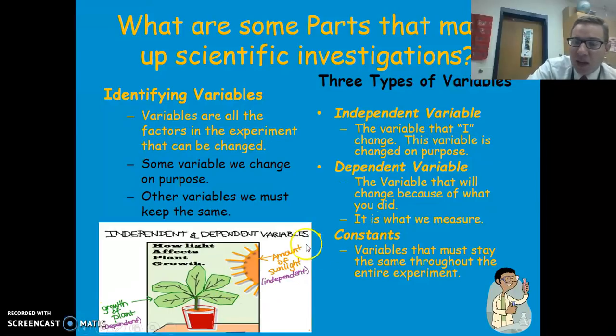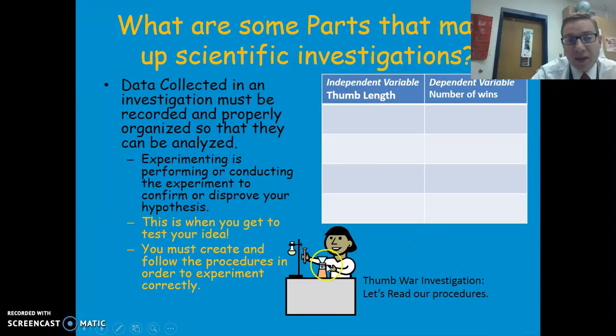Constants are very, very important. These are variables that have to stay the same throughout the entire experiment. So for the plant here, the pot would have to stay the same. The amount of water you give it, the soil, the room temperature and environment it grows in. The same type of plant. Those all are constants that need to be the same.